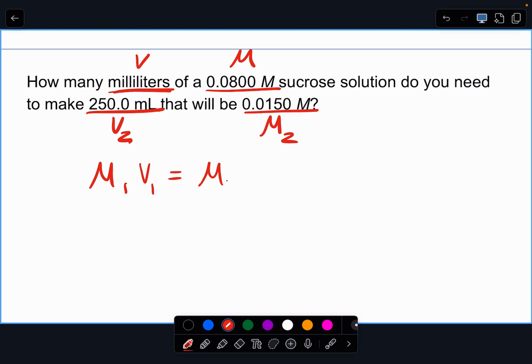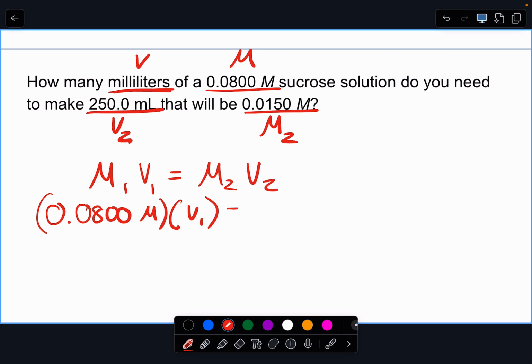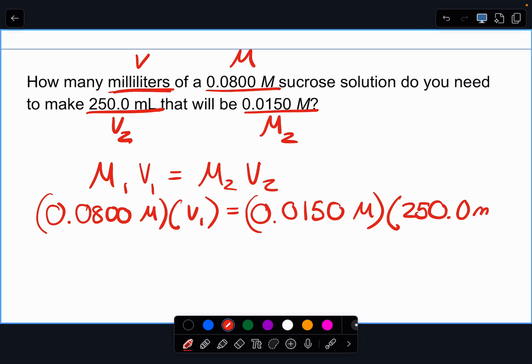M1V1 equals M2V2. Or molarity 1, 0.0800 molar. V1 is our unknown. M2, 0.0150 molar. V2, 250. Now this is in milliliters. These volumes, if you do one in milliliters, the other will be in milliliters. You can also do it in liters, and the other will be in liters. So it's kind of nice. You don't have to change it.